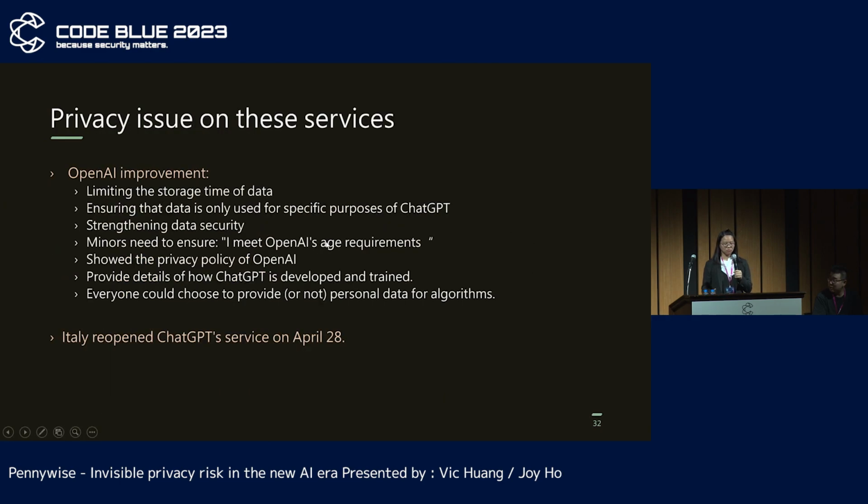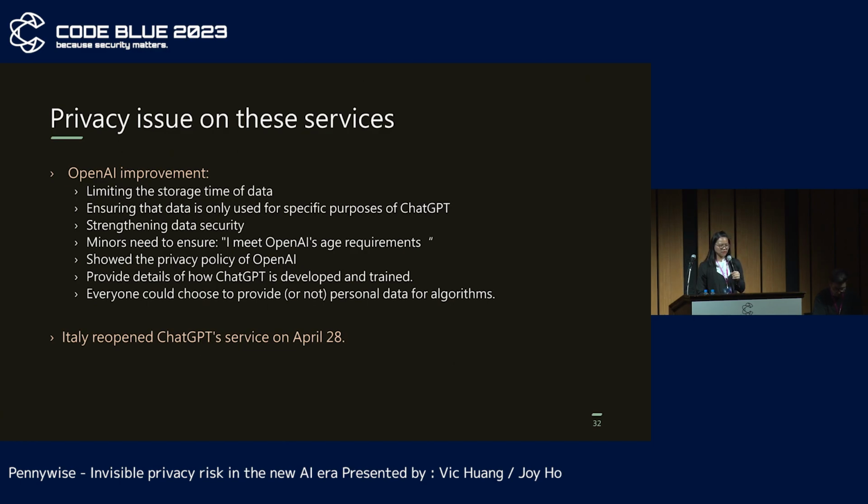Okay. So OpenAI didn't stop there. OpenAI made some improvements in two months, and Italy reopened the ChatGPT service in April. What did OpenAI do? We can go through it very quickly. OpenAI limited the storage time of data, because the shorter the storage time, the higher the protection level. Also, minors need to ensure they meet OpenAI's age requirement. And everyone could choose whether or not to provide their personal data to algorithms.